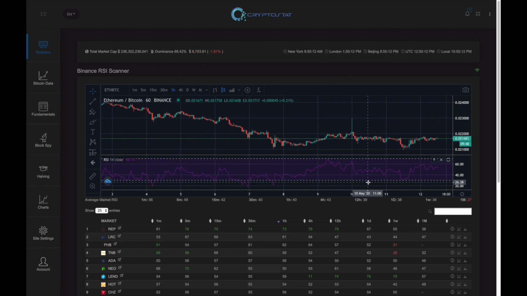Today I'll be going through the RSI Scanner, explaining how to utilize it, what to look for, and understand what all the numbers mean and how the mechanics of it all work. So if we have a look here, this is the Binance RSI Scanner, which you find in the statistics side of things.